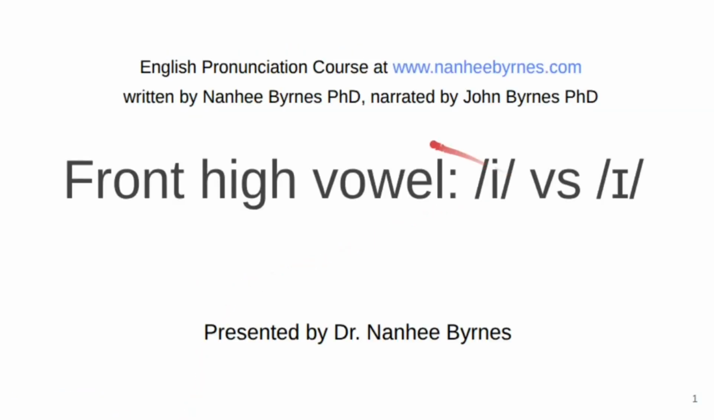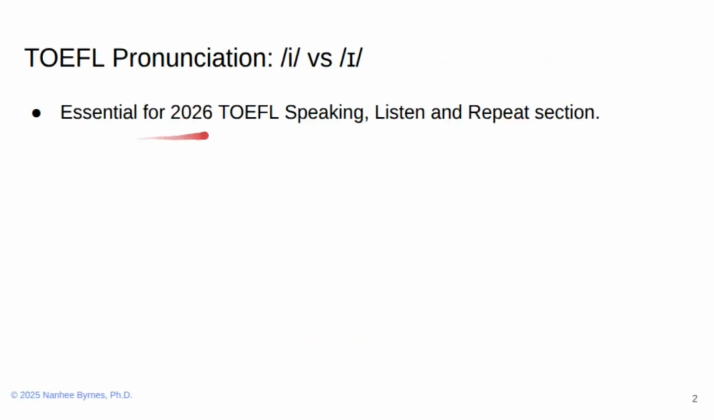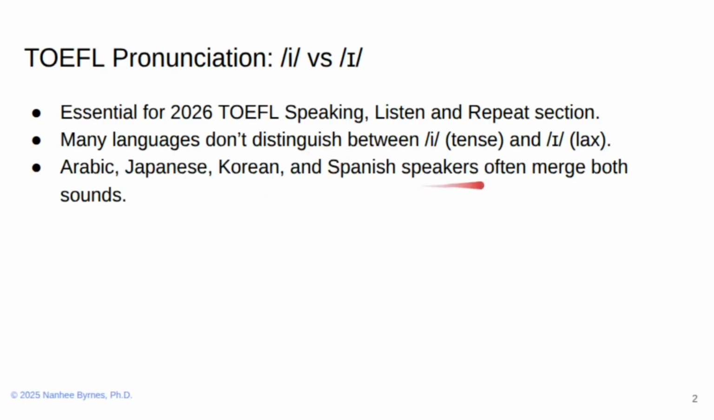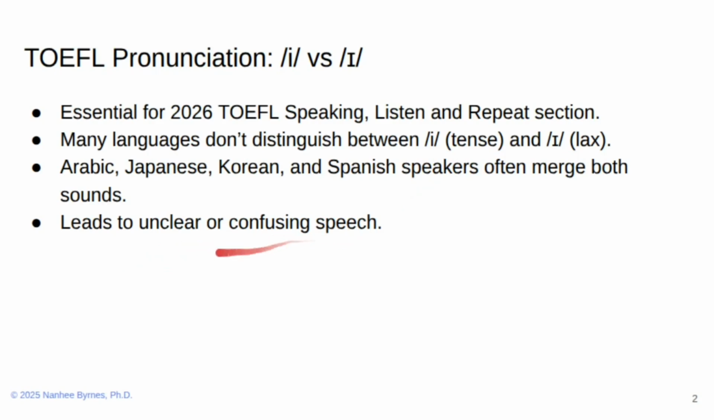If you're preparing for the 2026 TOEFL, mastering your pronunciation is essential to avoid mispronouncing words. Today, we'll focus on one of the most commonly confused English sound distinctions, the tense E versus the lax I. Many languages don't have this distinction. Often speakers have only the lax I sound and use it for both vowels, which can lead to confusion or even embarrassing mistakes in English.